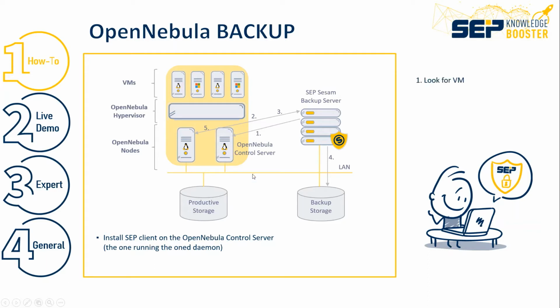Then the process. First step, look for the virtual machine, talk to the control server, because we would like to do a backup of a specific virtual machine. We would like to trigger the snapshot, and then retrieve the snapshot from the productive storage and write the data with the backup server to the backup storage for later restore. And in the end, we remove the snapshot from the productive storage to free the space for new snapshots, and everything is in order and reset to its original state.